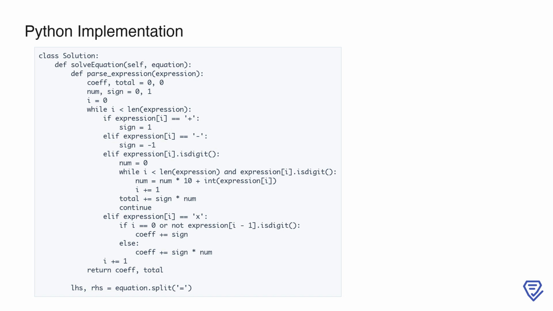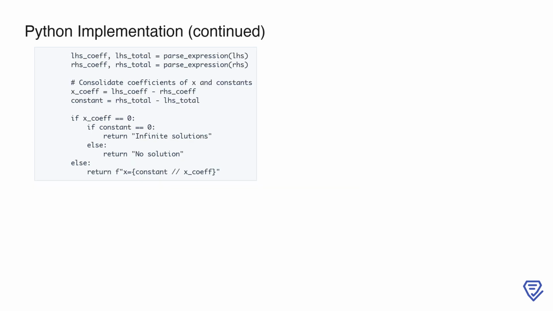Finally, we split the input equation into the left-hand side and right-hand side using the equal sign to prepare for further processing. Now, we call the parse_expression function on both the left-hand side and right-hand side of the equation to extract their respective coefficients and constants. These are stored in LHS_coef, LHS_total, RHS_coef, and RHS_total. Next, we consolidate the coefficients of x and the constants by subtracting the right-hand side values from the left-hand side values. This gives us x_coef, the combined coefficient of x, and constant, the net constant value.